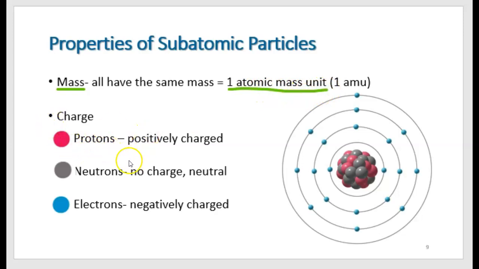Charge varies though. Protons are positively charged. Again, remember, they are in the nucleus. Neutrons have no charge. They're neutral. And then electrons are negatively charged. And of course, opposite charges are attracted to one another. So the negatively charged electrons are attracted to the positively charged nucleus.